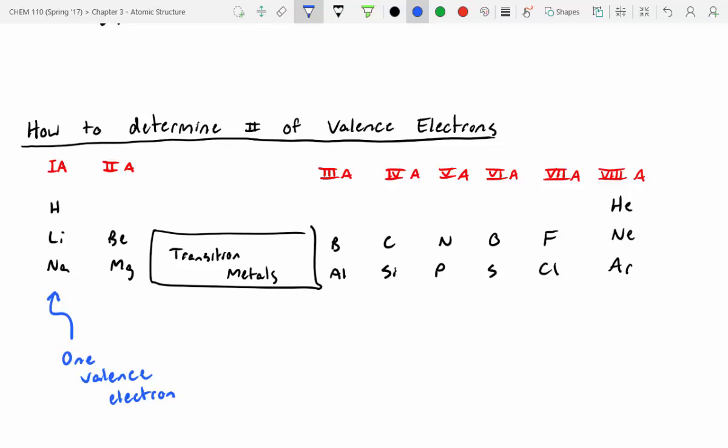All right, what about nitrogen? How many valence electrons do we normally have? 5. So you have to know your Roman numerals a little bit. Or you can just count over, right? So we could say, 1, 2, 3, 4, 5. So over here we know nitrogen and phosphorus have 5 valence electrons.